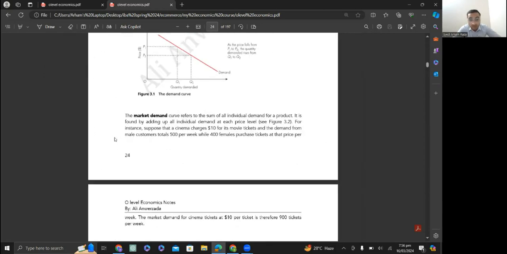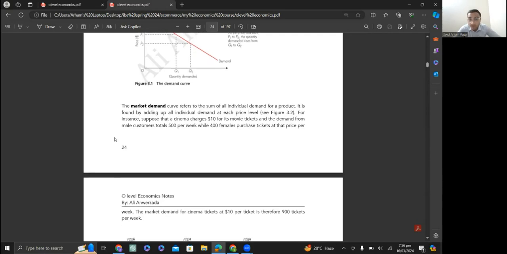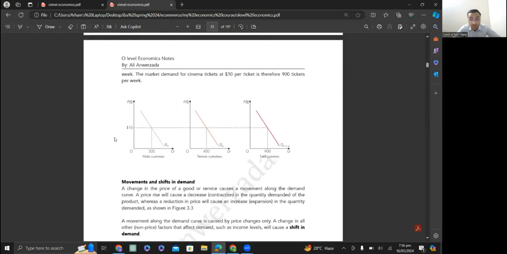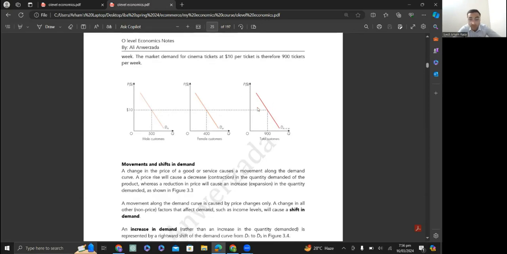Now, what is the market demand curve? The market demand curve is derived when you add or sum up all the individual demand for a product. For example, over here we can see that there was a good which the male customers demanded 500 quantity at $10, and female customers demanded 400 at $10. So we can say that the total market was 900 at $10. So this will be your market demand curve.